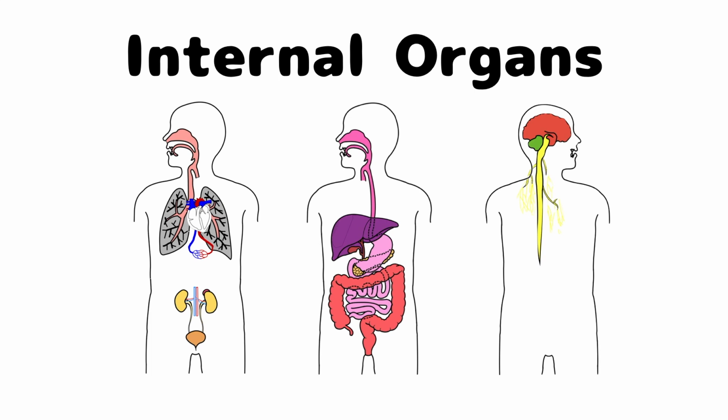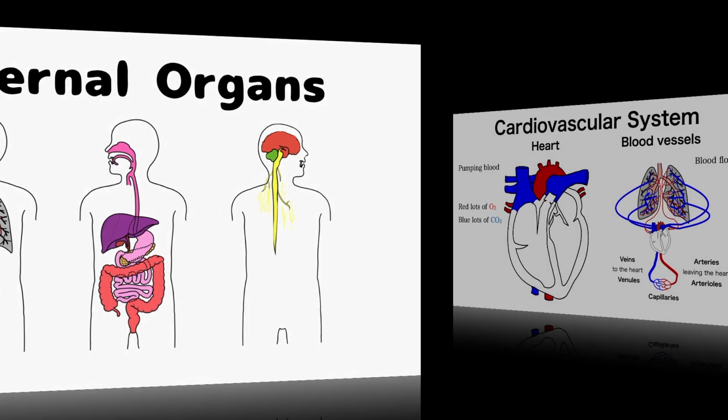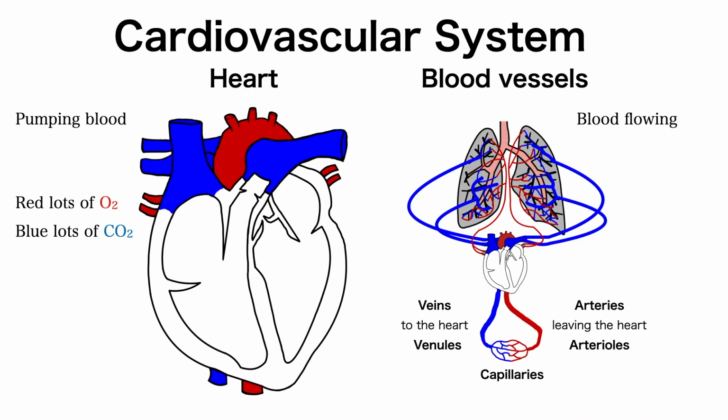The things we introduce today are internal organs. First of all, one of the most important systems for life, the cardiovascular system, consists of heart and blood vessels. The heart is the pump making the blood circulate throughout the body. The blood vessels are the tubes that let the blood flow through.